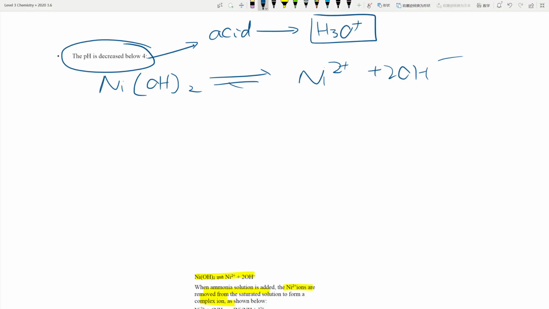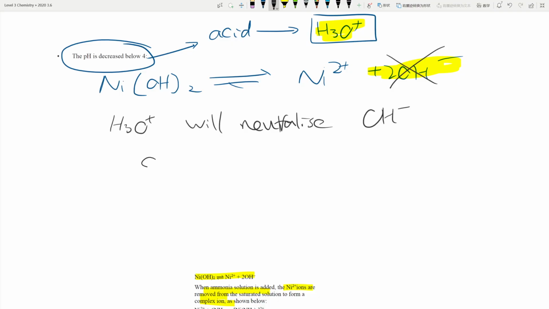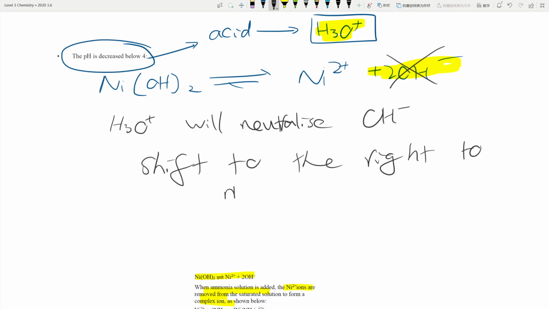And you may go, hold on a minute, this is not a complex ion formation. You have an acid and you have a base. They neutralize. The H3O+ will neutralize some of the OH-, so this concentration will decrease. What does that mean? The equilibrium will shift to the right to make more OH-.